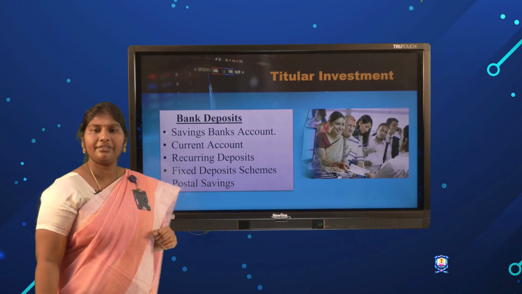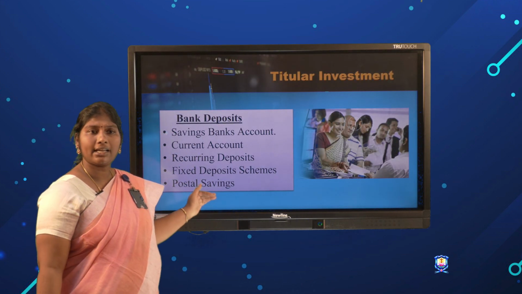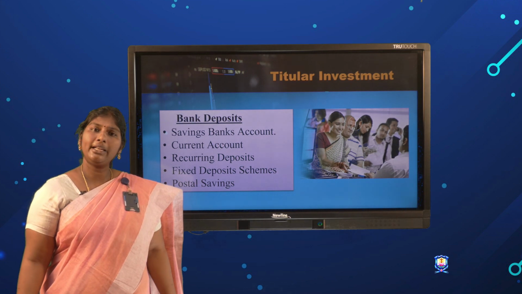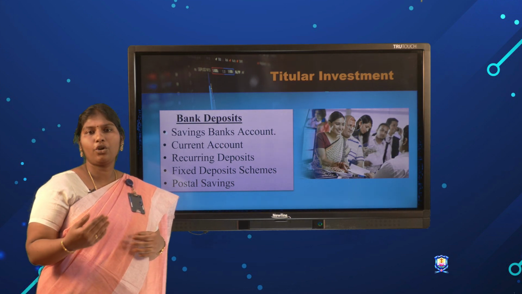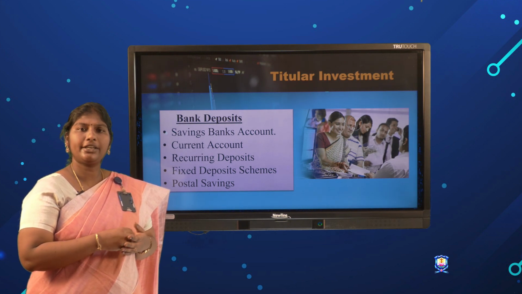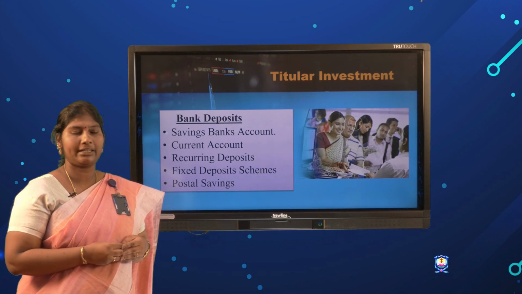The next type of investment avenue is titular investment. The bank deposits are of a few types. The first one is the savings bank account. Millions of people in India tend to go for a savings account. Even if they have a small amount of money, they tend to keep it in the bank as a safe return, which earns them a minimum amount of interest.